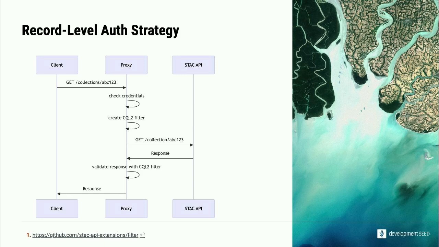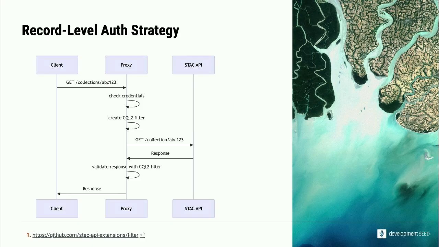CQL2 filter, but then we just send the API request to the STAC API, get the response, and we validate the response against the CQL2 filter. So after the fact that the STAC API has already responded, we don't know yet if we want to let the user see that response. And so we'll check it now against the CQL2 filter.